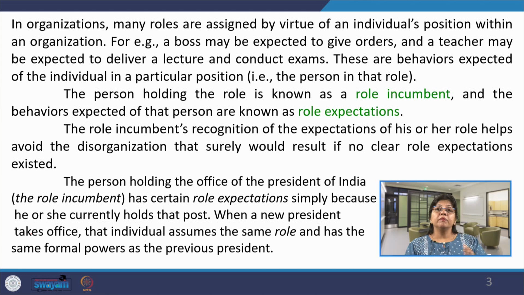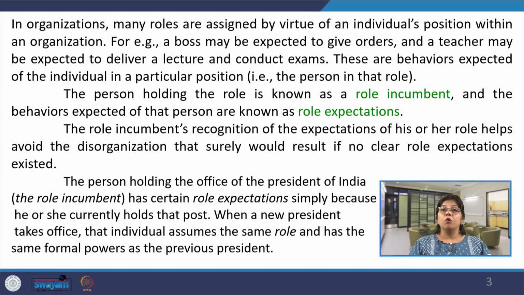So, the role incumbent's recognition of the expectations of his or her role helps avoid the disorganization that surely would result if no role expectations existed. This is so obvious that if the role expectations are not clear, maybe the role has been assigned, but the expectations are not clear to an individual, that leads to ambiguity, that leads to confusion. This will ultimately derail the whole organizational process, and the group has to start again from scratch.